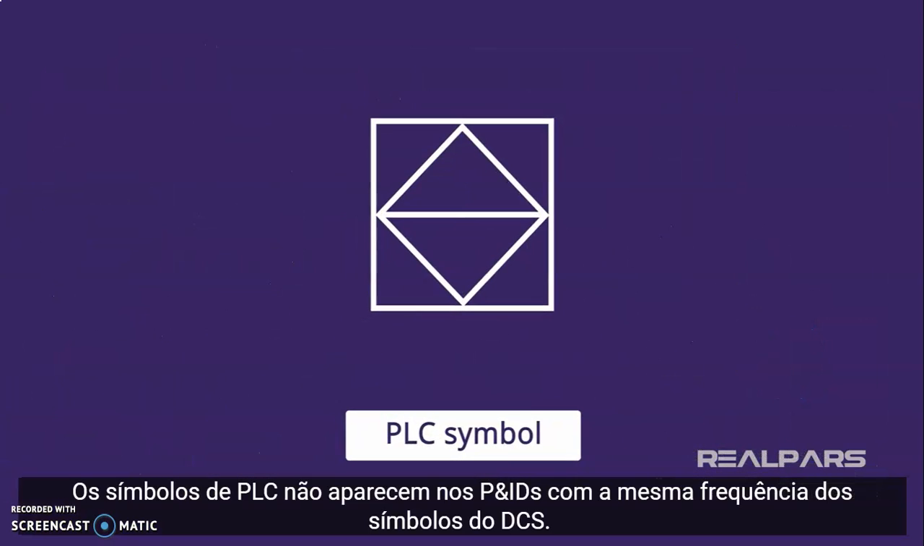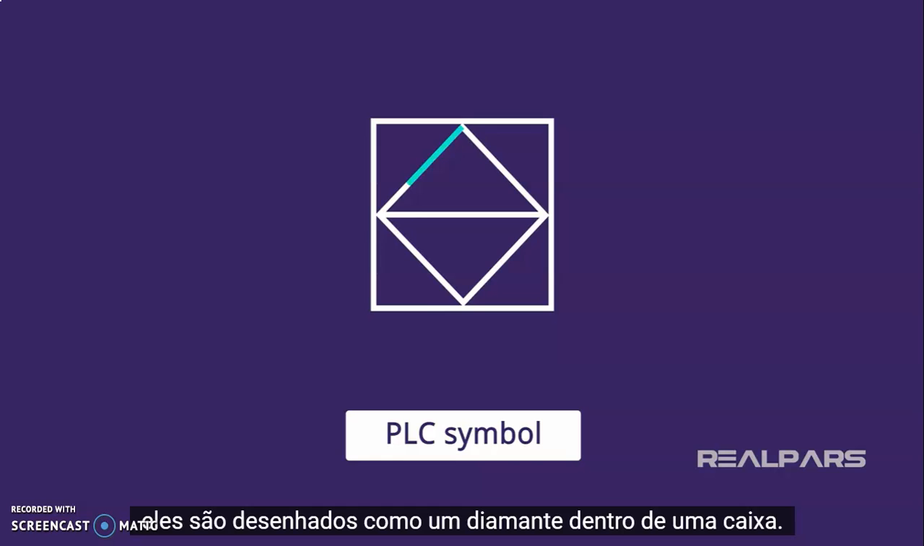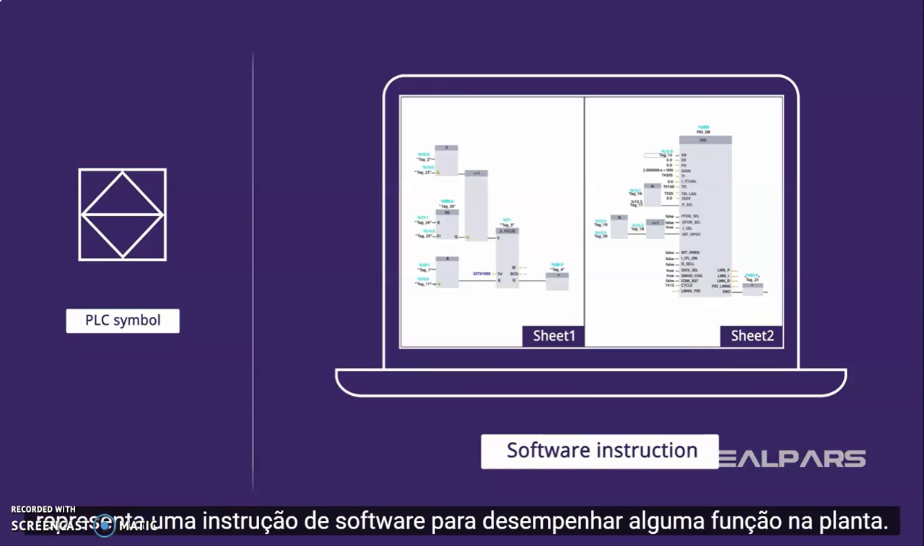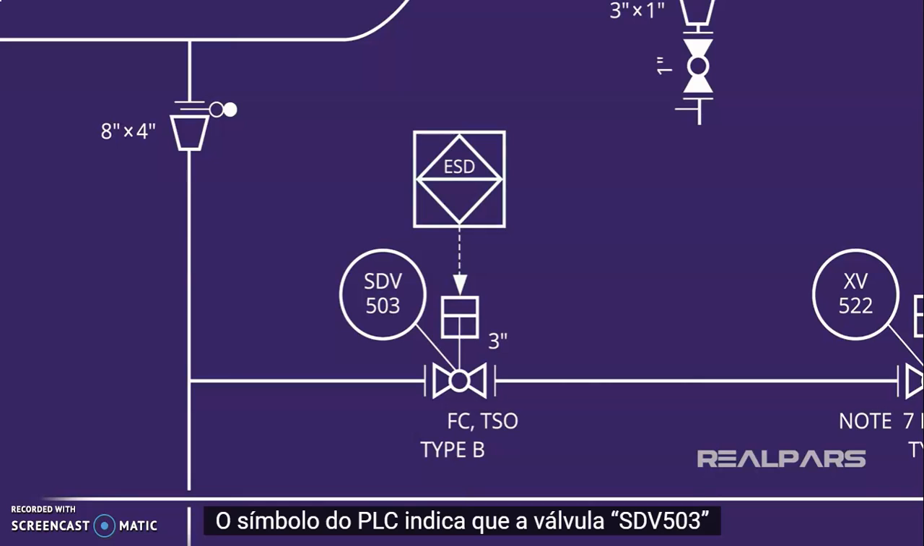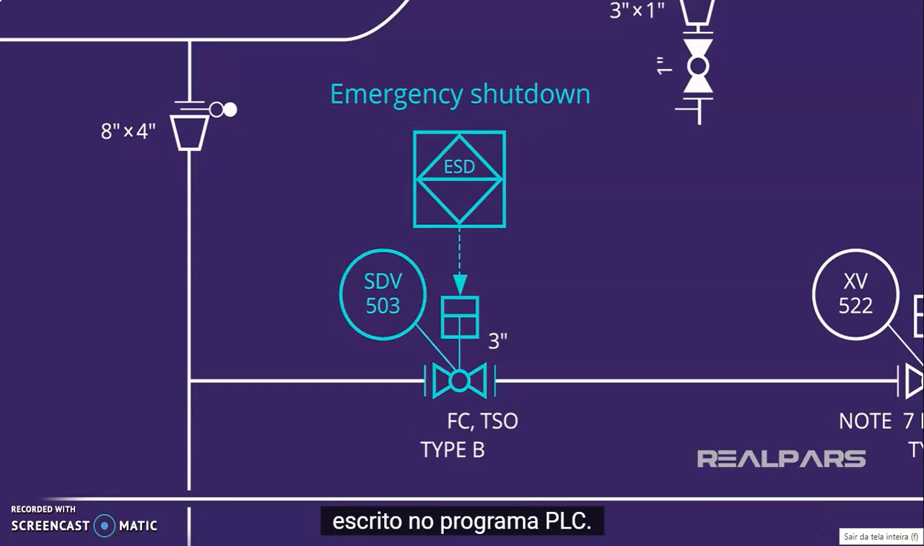PLC symbols don't show up on P&IDs nearly as often as DCS symbols, but when they do show up, they are drawn as a diamond inside a box. All you have to know is that the symbol represents a software instruction to perform some function in the plant. For example, let's revisit our P&ID. The PLC symbol indicates that the SPV503 valve is operated by the emergency shutdown software instruction written in the PLC program.